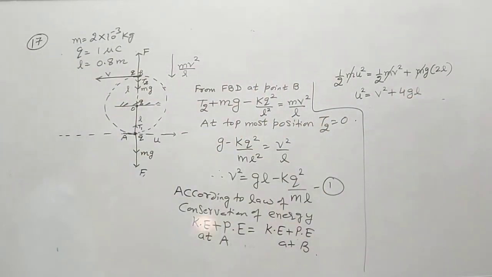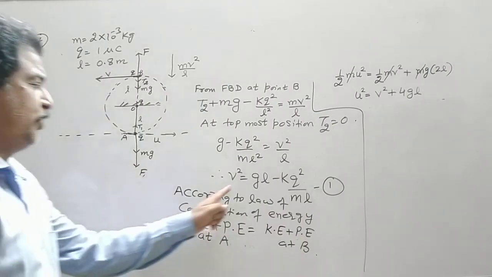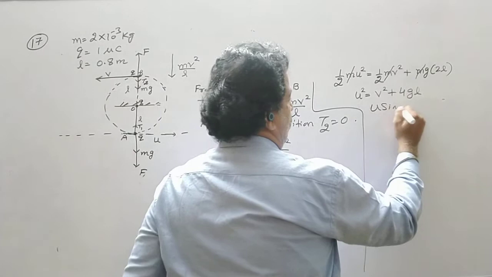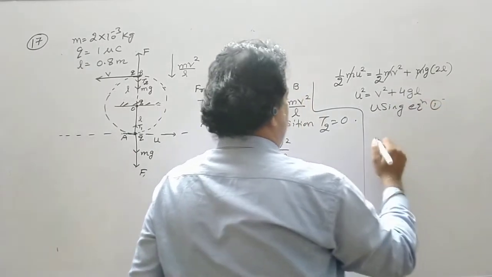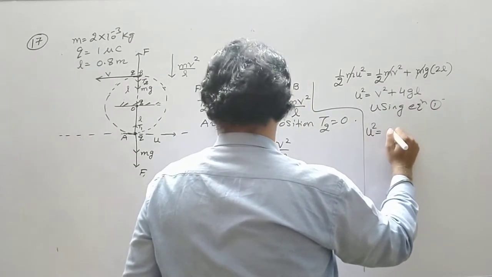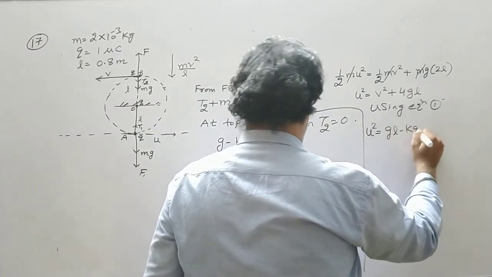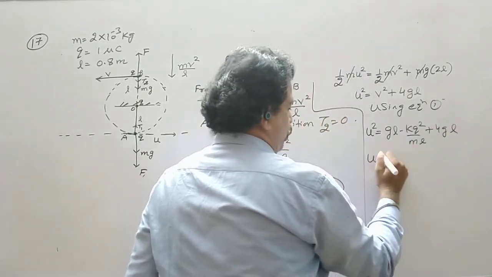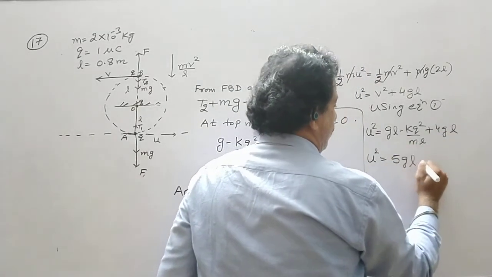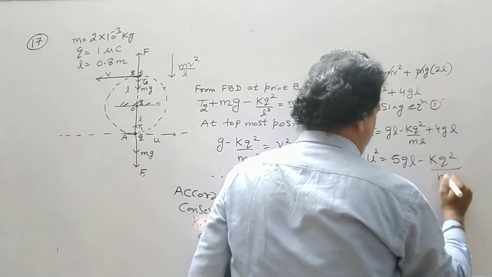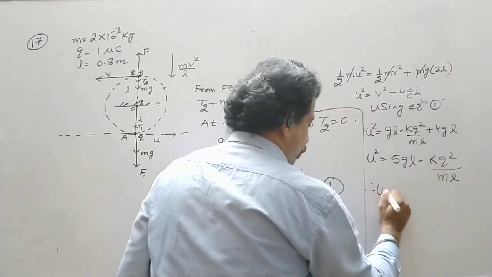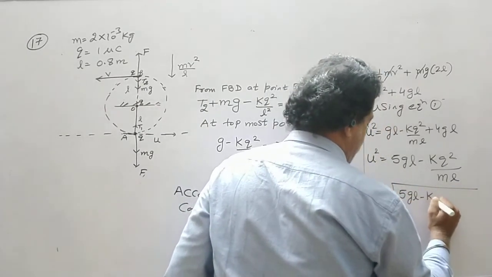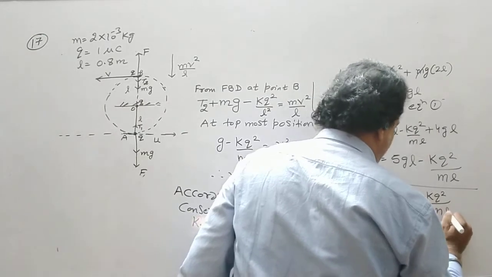This is our equation. Now v square is found. We substitute this v square here. So using equation number 1, u square is equal to gL minus kq square upon mL plus 4gL. So u square is equal to 5gL minus kq square upon mL. Therefore, u is equal to under root 5gL minus kq square upon mL.